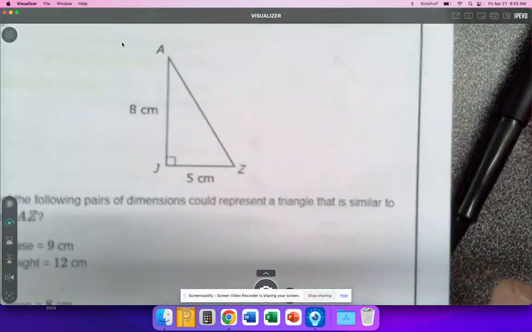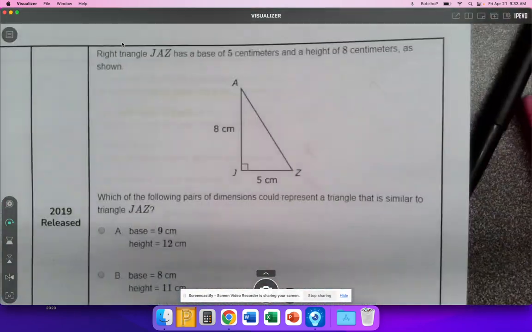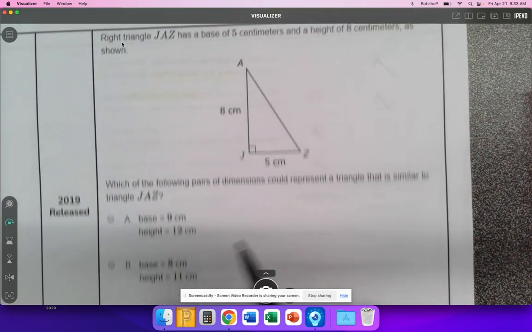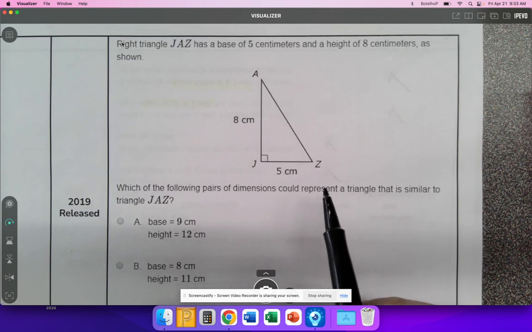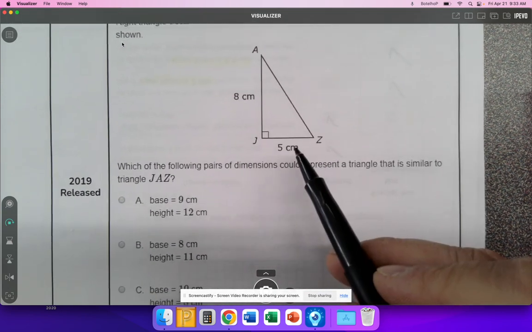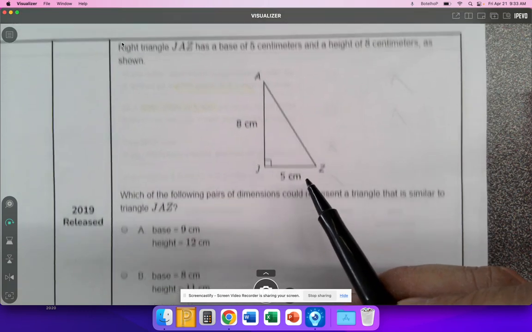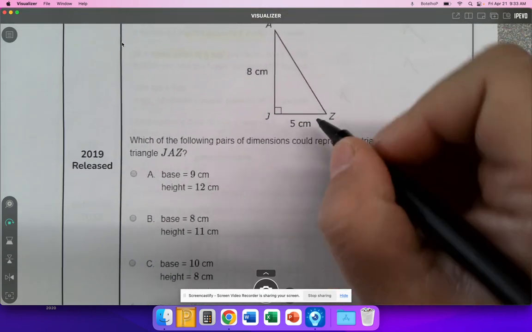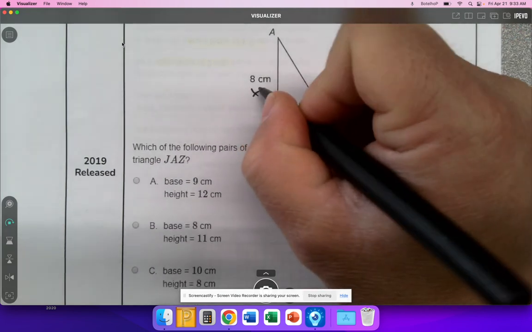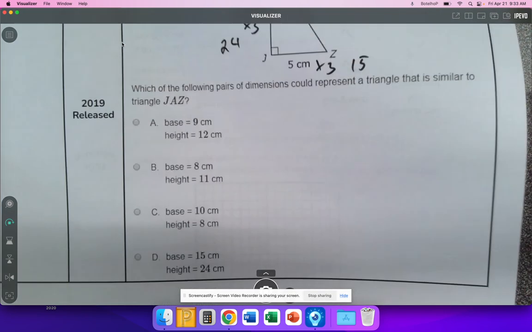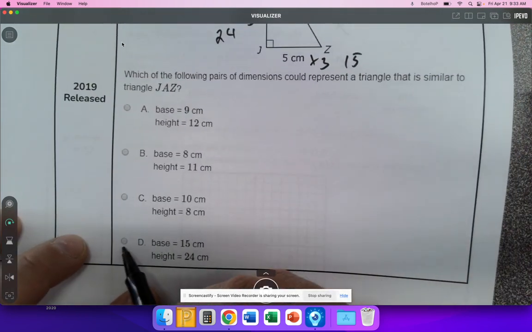Just because we're here, before you leave, before we end, this one's a scale factor question. So it says, it looks like a Pythagorean theorem, but it's not. Which of the following pairs could be similar? So you have to think about what would multiply, and I can tell just by looking at it, if I multiply this by 3 and this by 3, I get 15 by 24. And that is choice D here, 15 by 24.